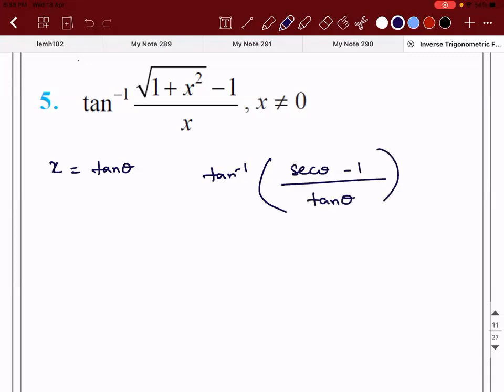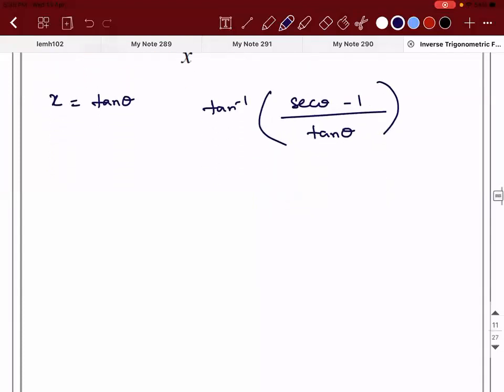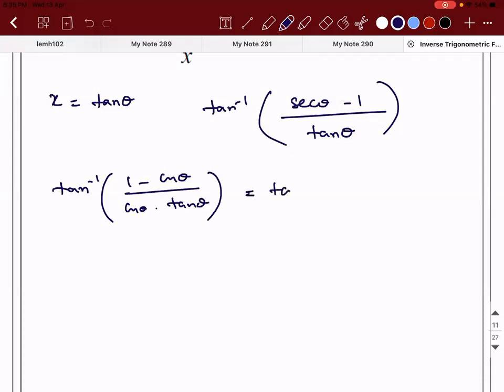I hope this step is clear. You take whatever you want, you will get the answer. Don't worry. So tan inverse of secant theta, I can write it as 1 by cos theta. So 1 minus cos theta divided by cos theta into tan theta, correct? So this is tan inverse of 1 minus cos theta divided by sine theta.